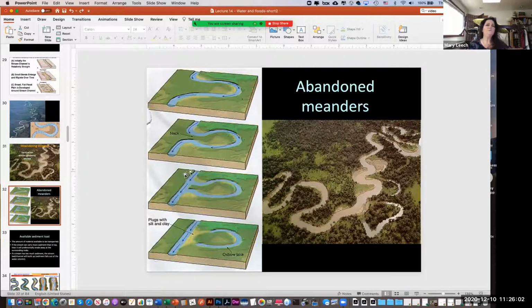If you've ever been river rafting, you might have gone past one of these channels where there's a side channel that the water is moving much more slowly. Probably over time that's going to be bypassed. So here's the oxbow lake in the end and the channel having cut through that neck.